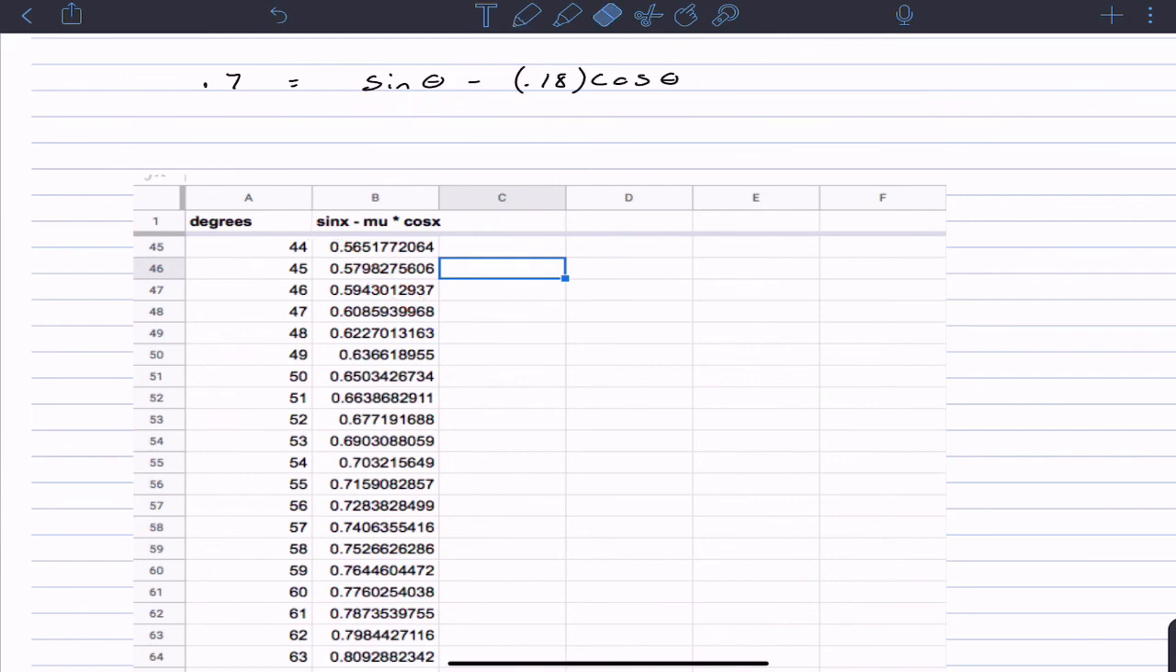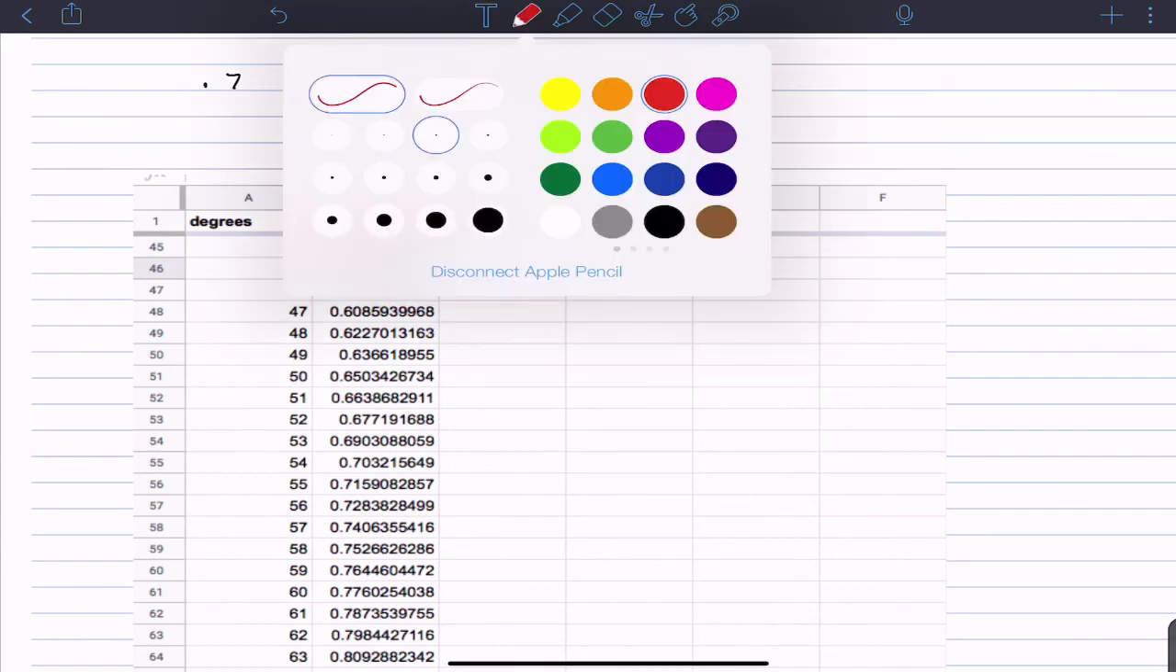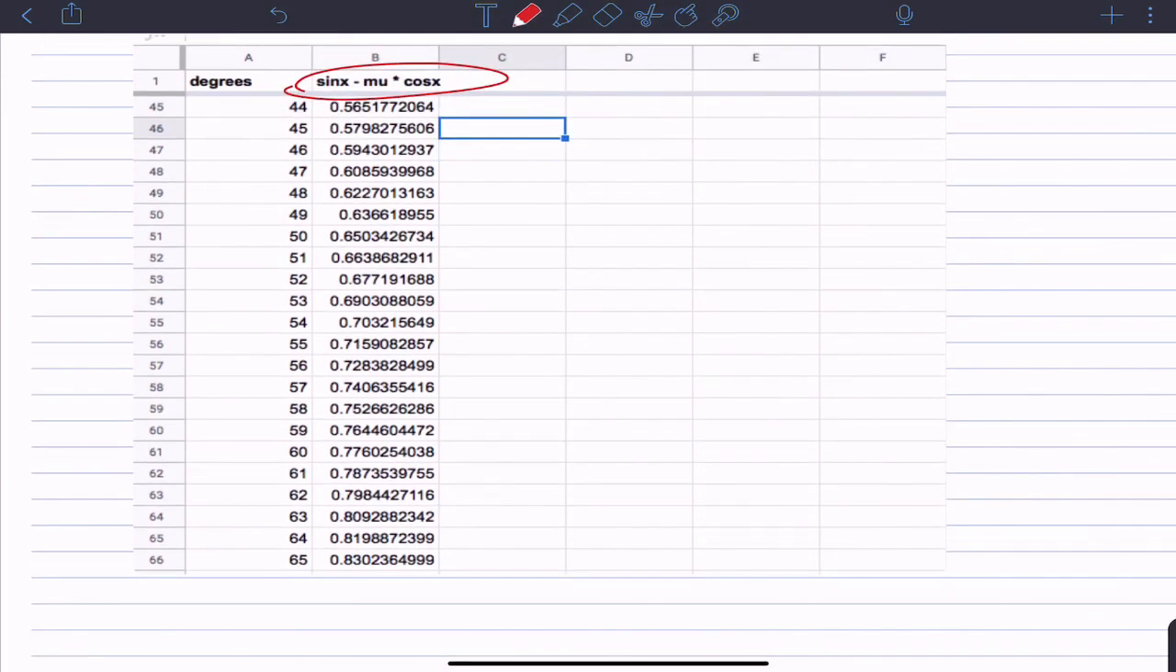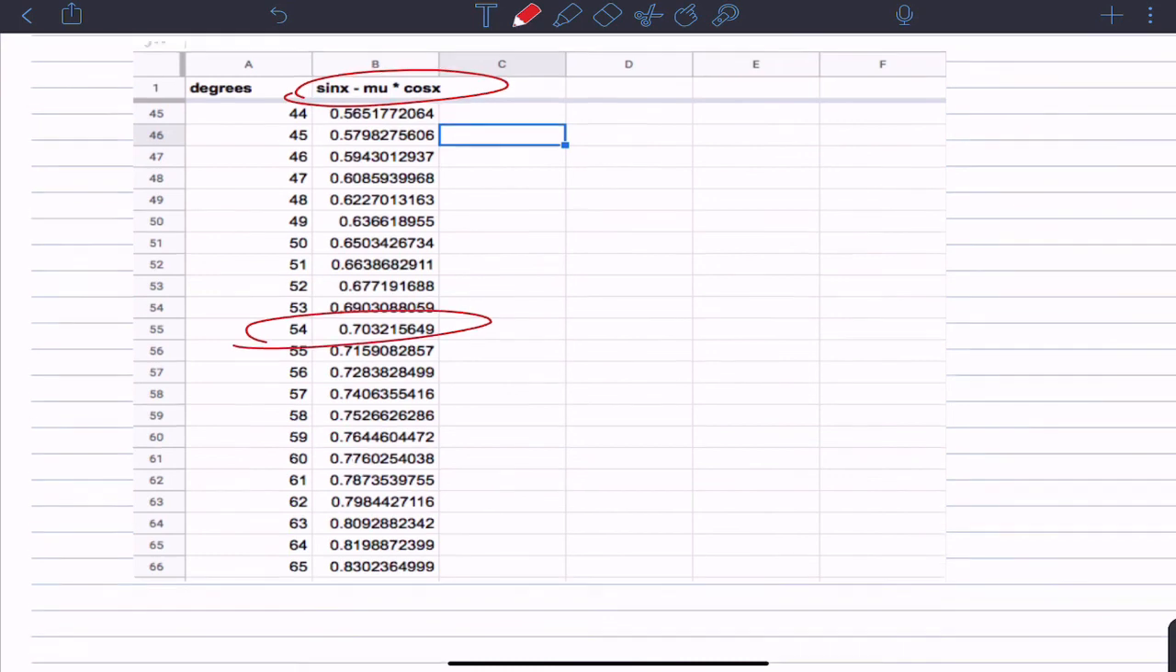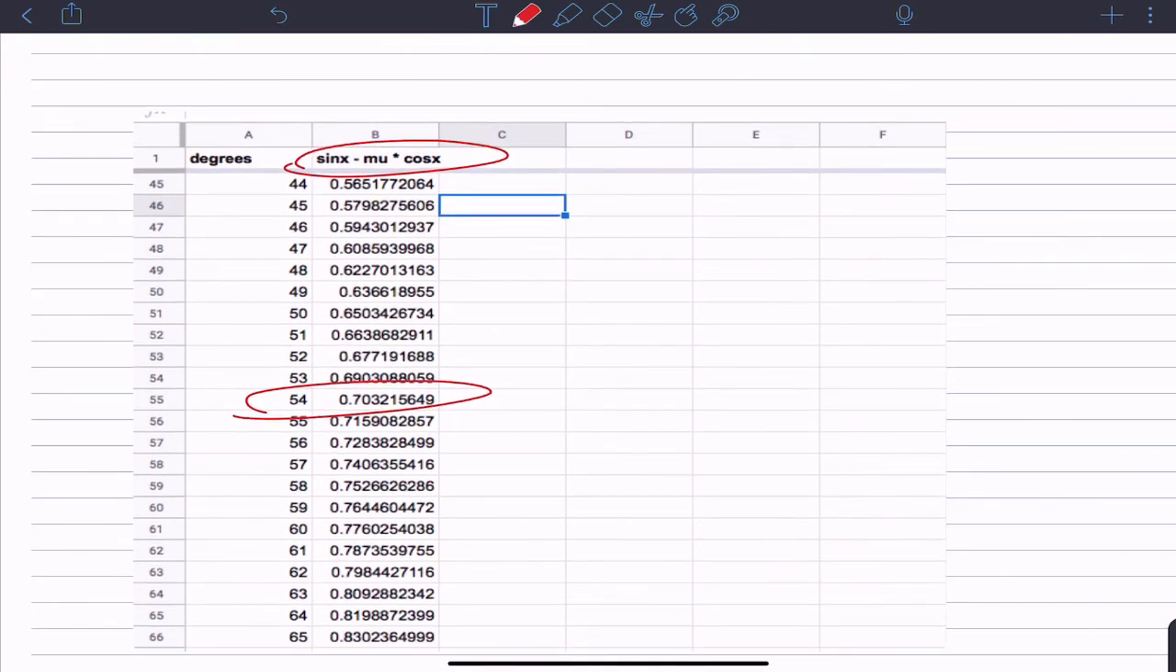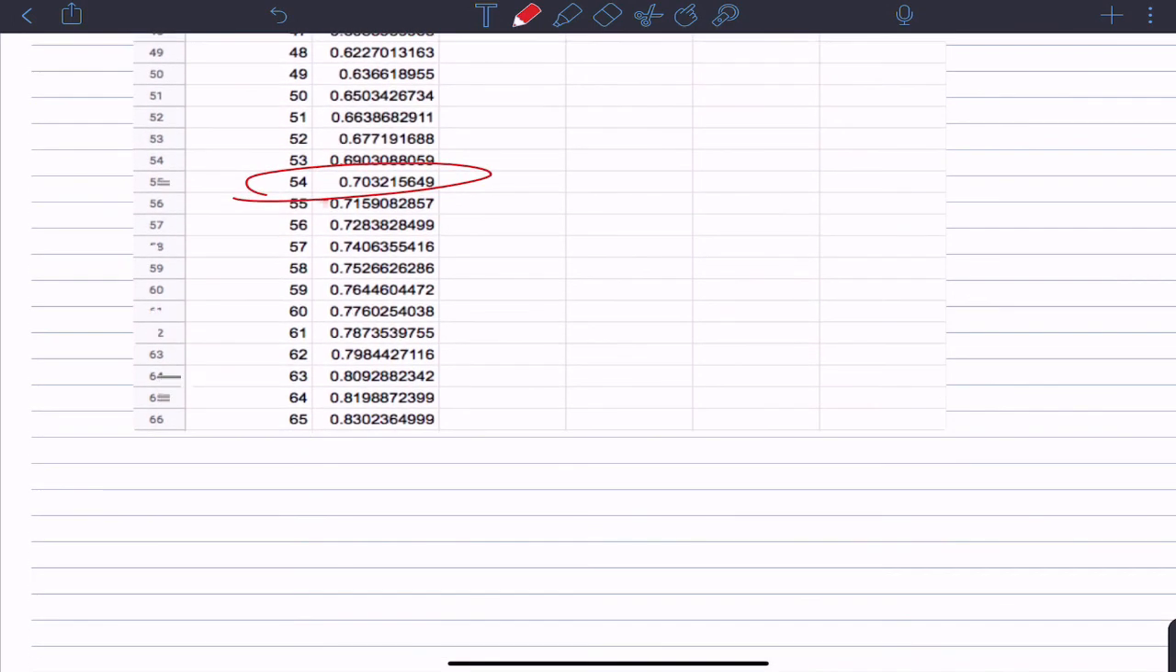So here I entered in the equation, you can see. Let's find where this equals 0.7. Well, the closest thing that I see is right here at about 54 degrees. That's your answer. The angle of the hill is 54 degrees.